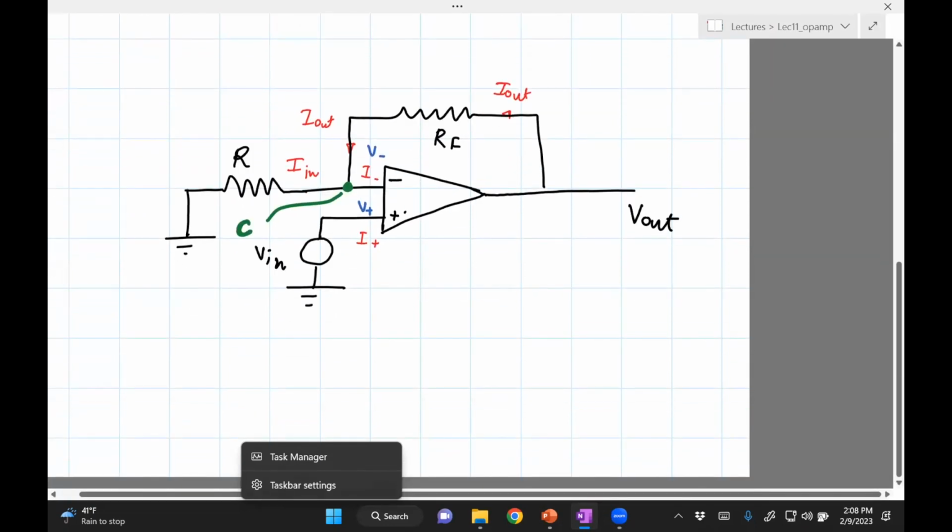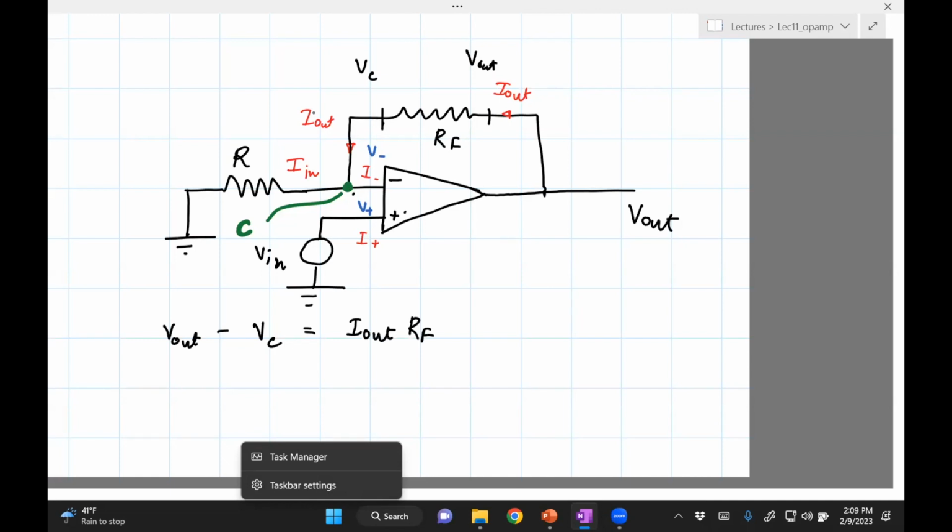Okay, so what sort of equations do we have? We have V out. V out is the voltage here minus VC, the voltage there. VC is the voltage here, V out is the voltage there. That's because there's no resistor between this point and that point, so you can just write it as VC. So V out minus VC should be equal to the potential drop across the resistor RF, so I out RF. So I have one equation for V out.